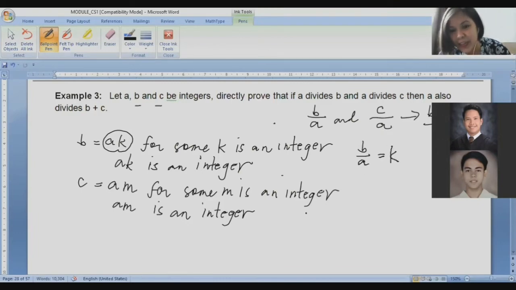Yung C is equal to AM, ang ibang form niya lang, para nag-a-assume ka na may isang integer M na nanggaling sa ratio or sa quotient ng C divided by A. Di ba ang original nating given, pag daw yung A mahahati si B, so B divided by A, at pag yung A mahahati din si C divided by A, kailangan daw ma-prove mo na yung sum ng B sa C ng mga dividends, mahahati din ng divisor na A.